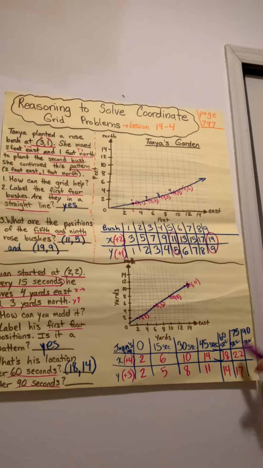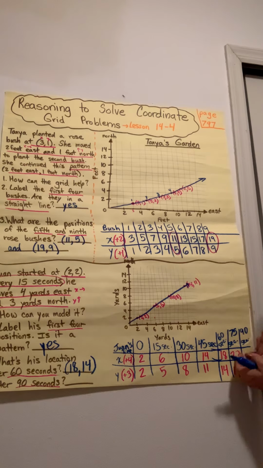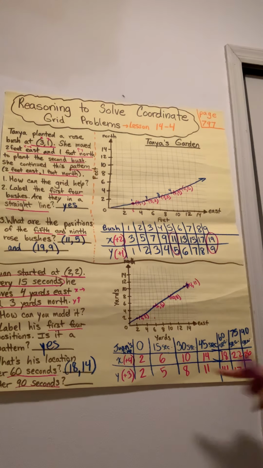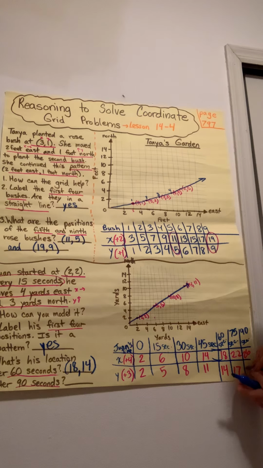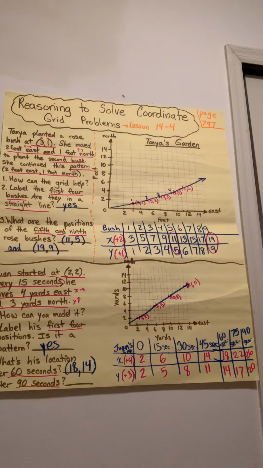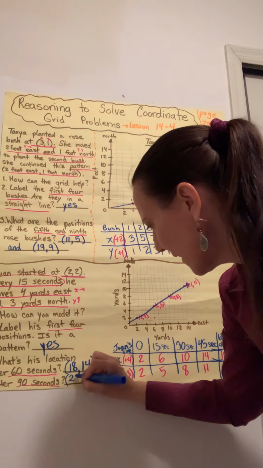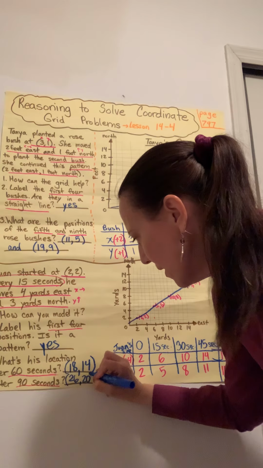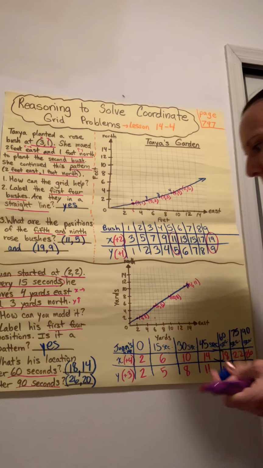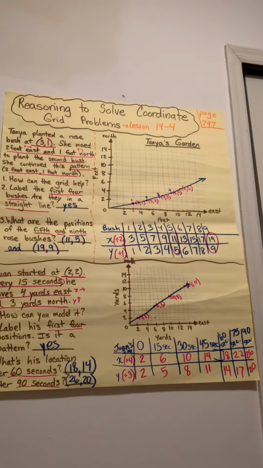Okay. So I'm going to follow my pattern one more time. 22 plus 4 is 26. 17 plus 3 is 20. Okay. So my final answer is the coordinate for 90 seconds. He would be at 26, 20. So now we've answered all the questions.